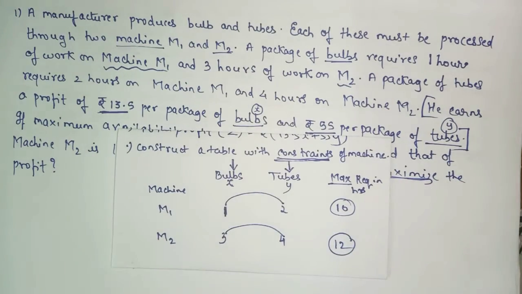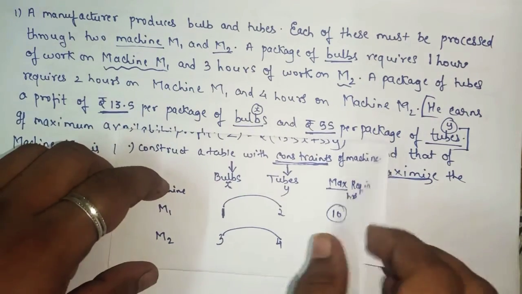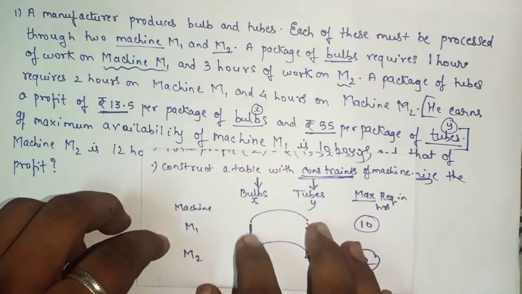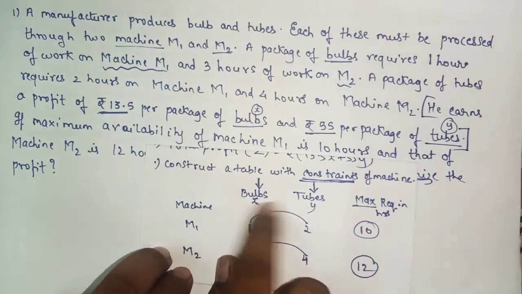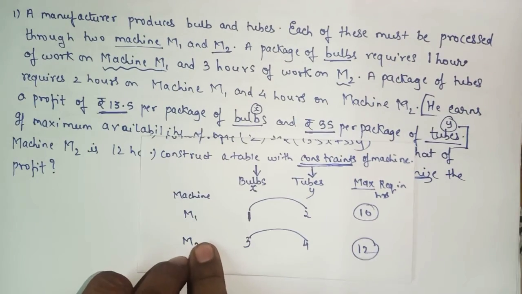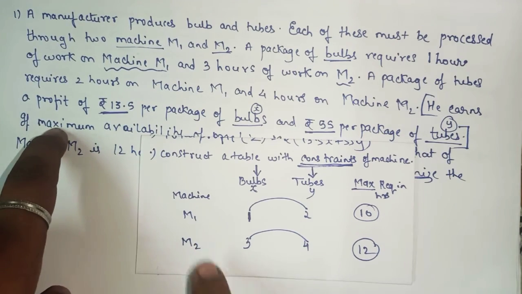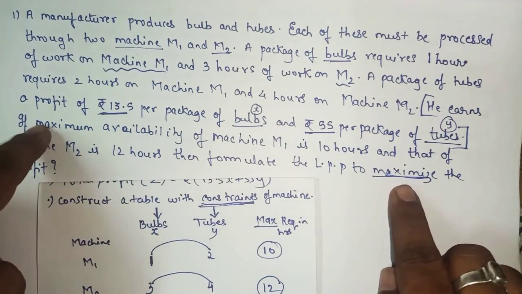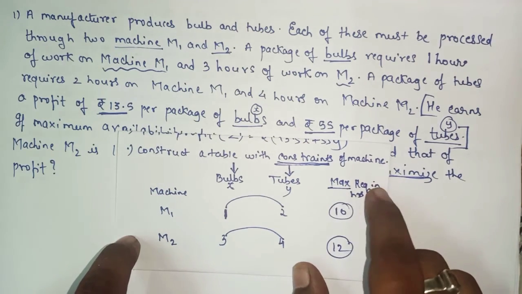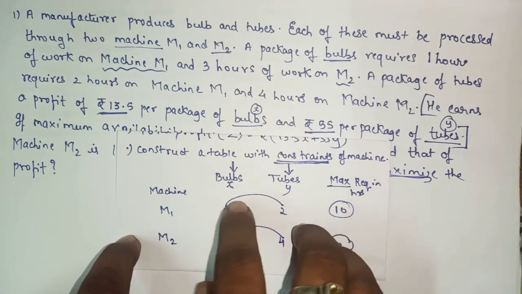So in this way you have to construct a table. I hope you all got the idea about how to construct the table. So once again we'll see, here x and y will come, here machine 1 and machine 2. As in the question it says that we have to find the maximum requirement. So in the third column you will write maximum requirement, which is in hours.